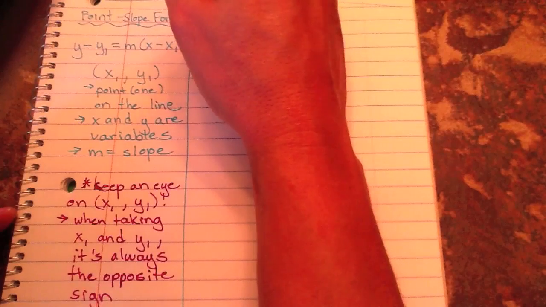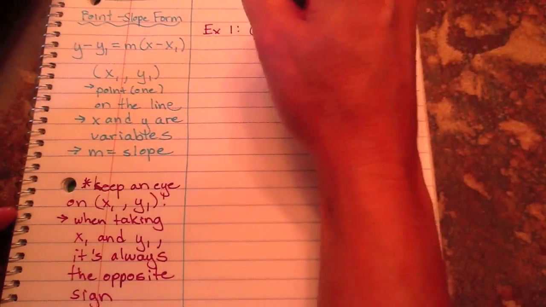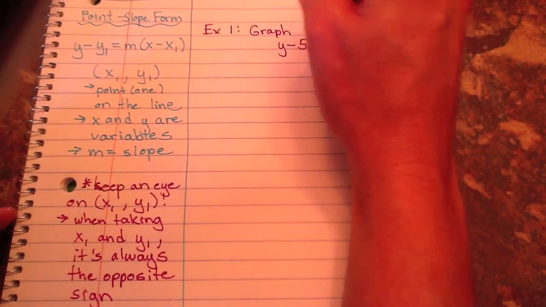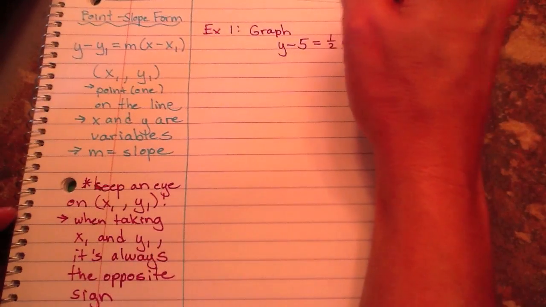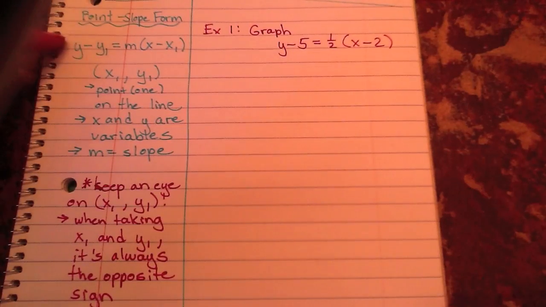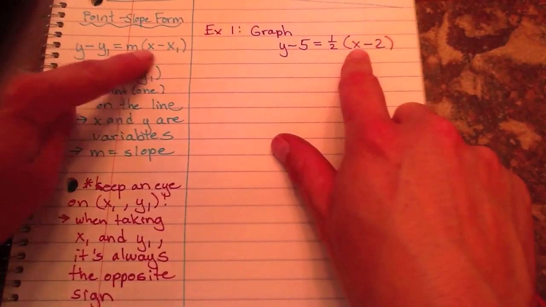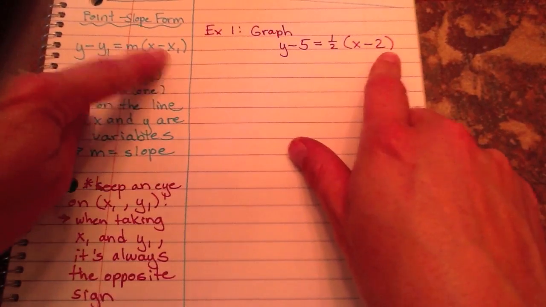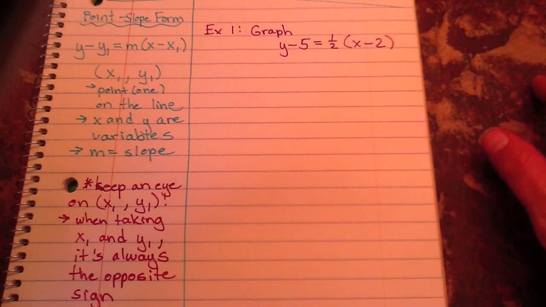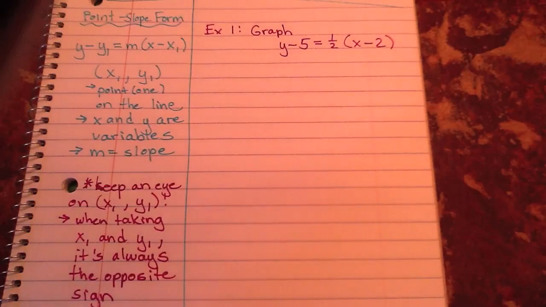Example 1 asks you to graph y minus 5 equals 1/2 times x minus 2. So you should get good at noticing point-slope form. There's a y, subtracting a number, equals slope times x subtracting another number. So that's already in point-slope form, which means you can graph it using point-slope form. And this is how you're going to graph it.